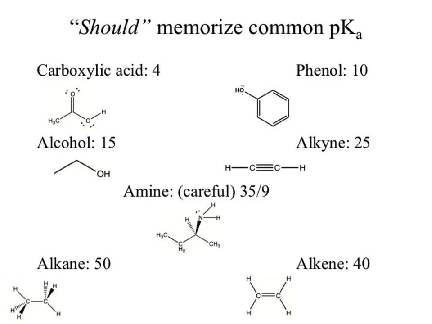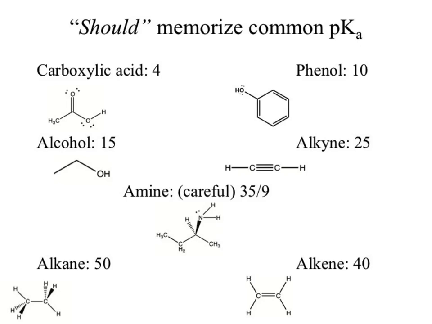Carboxylic acids come in about 4. That's what I've memorized, maybe 5. Alcohols are at 15. That sounds kind of familiar. That looks kind of like the pKa for water, because an alcohol is pretty much half water. So its reactivity is very similar. Alkanes come in up at the 50 range. Alkenes are 40. Interesting. The alkene became a little bit more acidic.